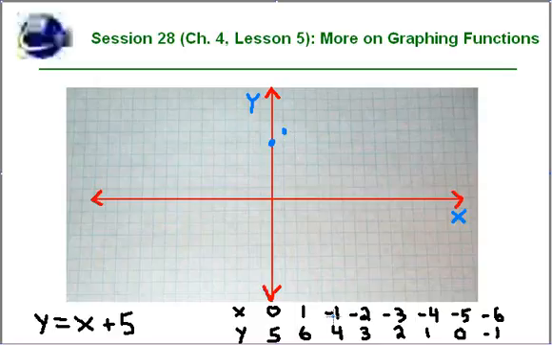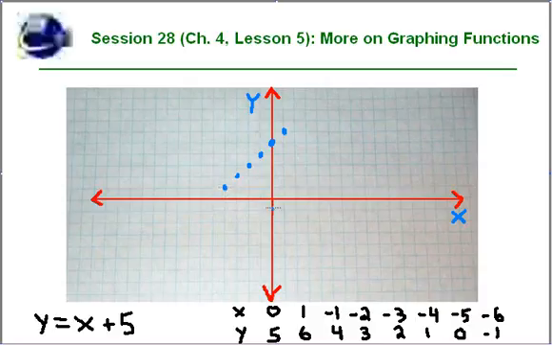Next, though, we're going to start going the other direction and choosing some negatives for x. When x is minus 1, y is 4. So we go to the left of our origin, minus 1, then up to 4. Our next point is minus 2, 3. Minus 2, 3. Our next point is minus 3, 2. Minus 3, up 2. Our next one is minus 4, 1. 1, 2, 3. There's minus 4, up 1.